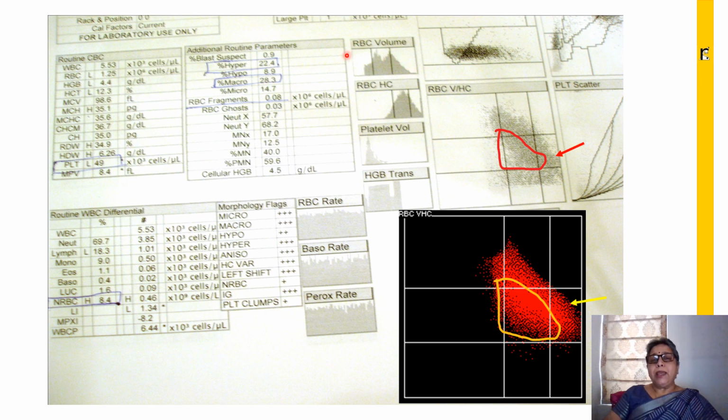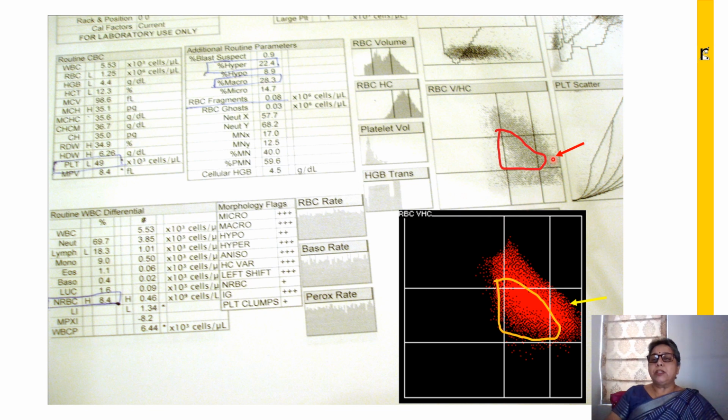So just by looking at the histogram and by looking at the scatter plot and later correlating that with the numerical values, one can come to a diagnosis of red cell fragmentation or hemolytic anemia. You also have nucleated red cells over here, because of which there is a corrected count and an uncorrected total WBC count. So there is so much information. You can get the nucleated red cells by looking at this scatter plot.